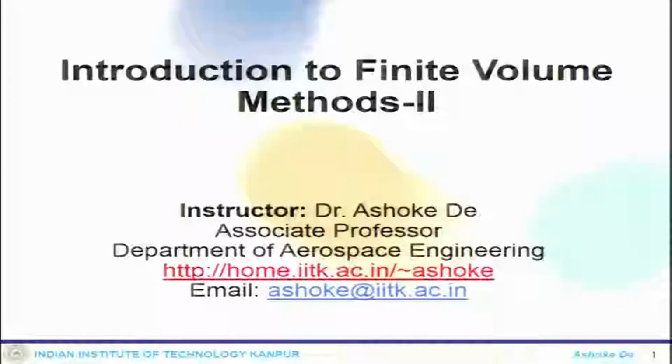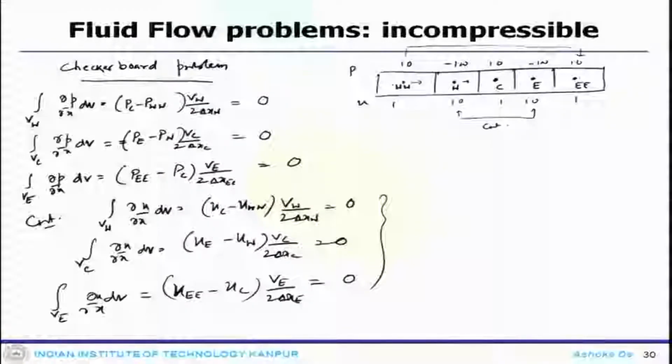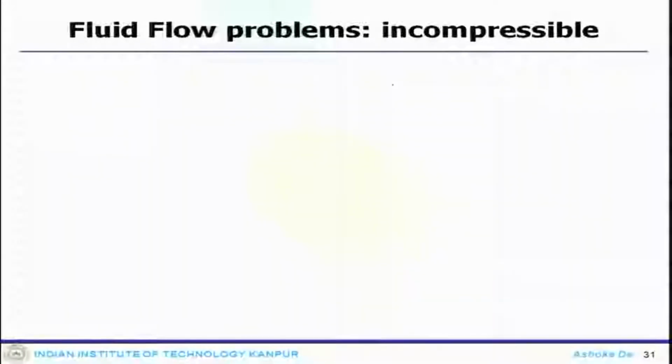Okay, so welcome back to the lecture series of finite volume, where we will continue our discussion where we left in the last lecture. So, how to avoid this problem? One of the solutions to avoid this problem is that you use some sort of a staggered arrangement. As the name suggests, you shift the pressure and velocity field and store them differently.